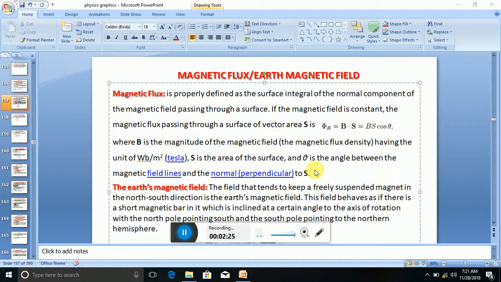And we also know that magnetic flux is the surface integral of the normal component of the magnetic field passing through a surface.